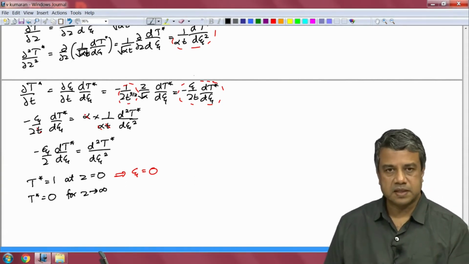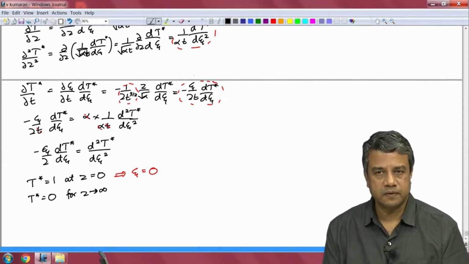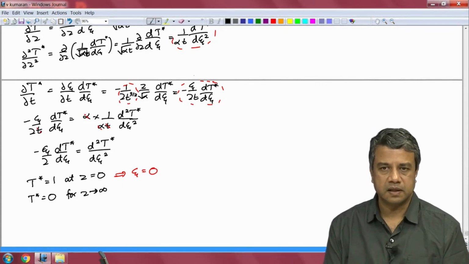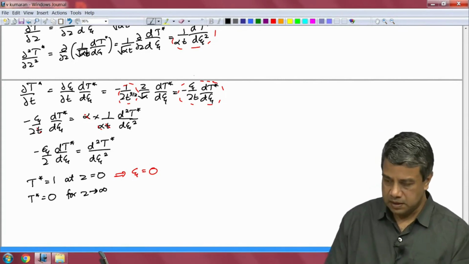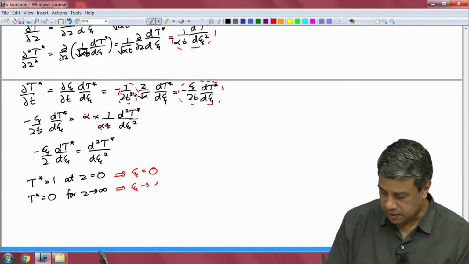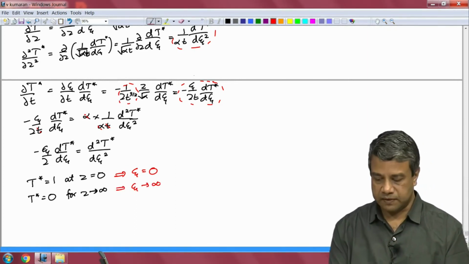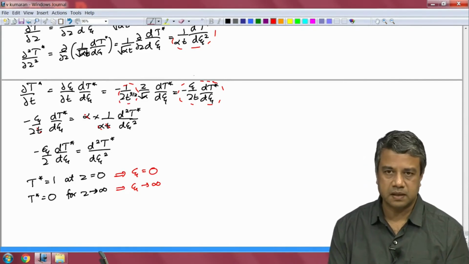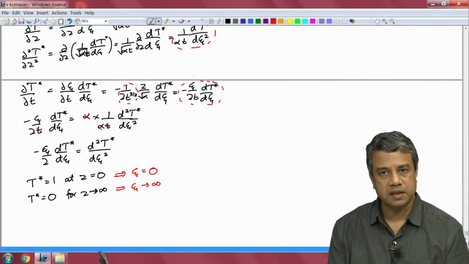When z becomes large, the temperature is the fluid temperature, T infinity, and therefore T star, which is T minus T infinity by T naught minus T infinity, has to be 0 far away, and this is at psi going to infinity, because psi is z by root alpha t. So, as psi goes to infinity far from the surface, T star has to be 0.